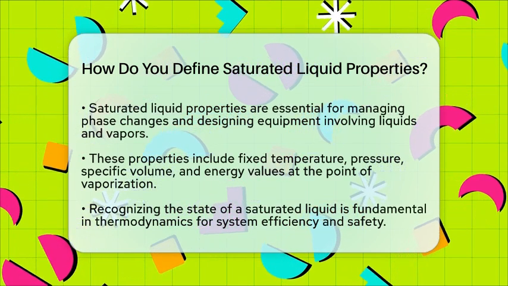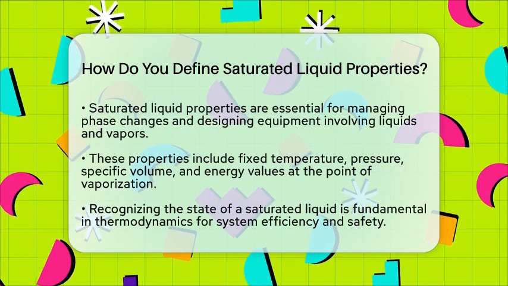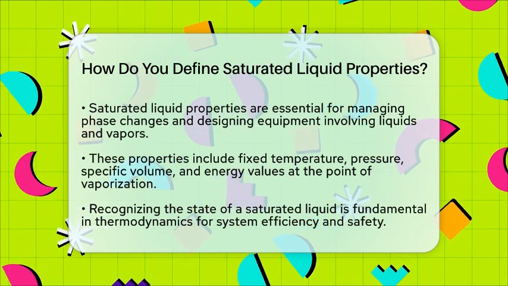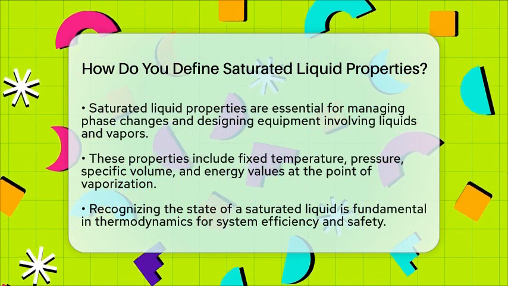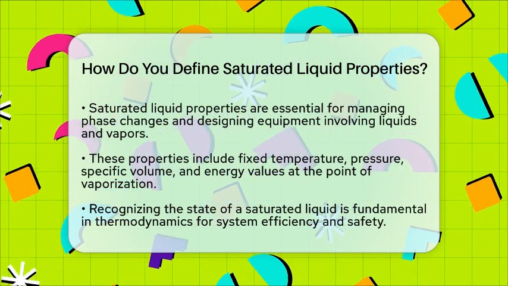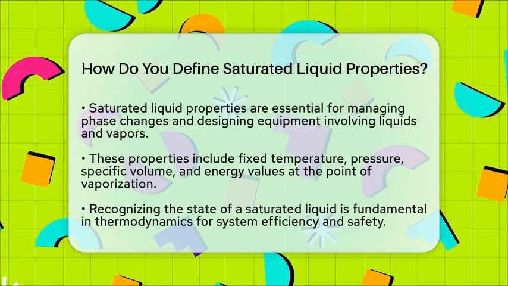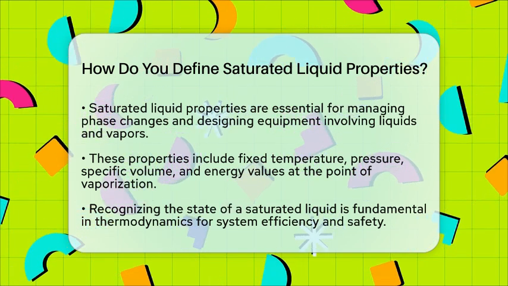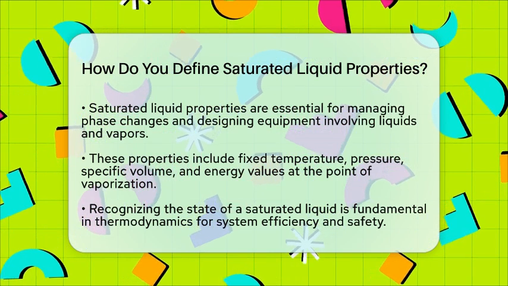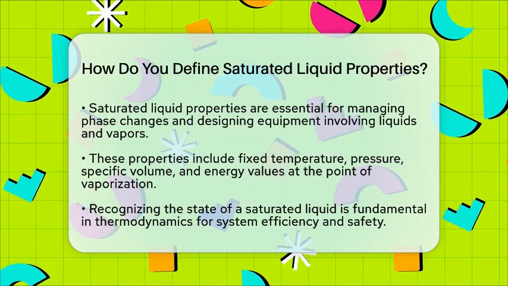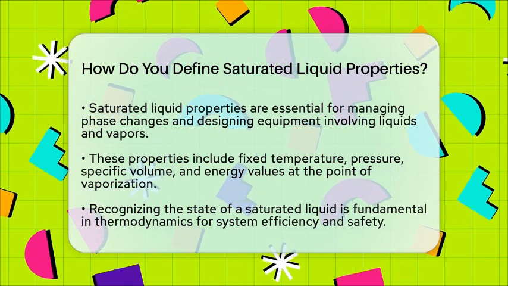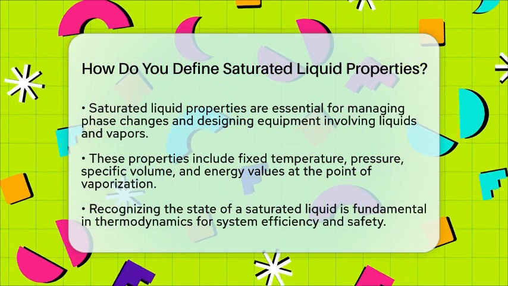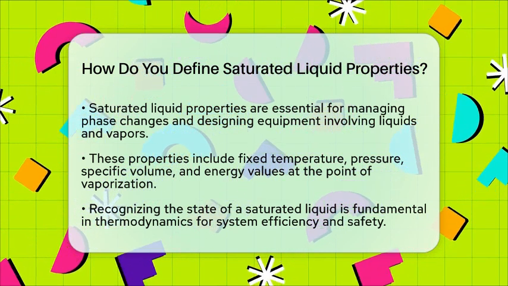Knowing the properties of saturated liquids allows engineers to predict when a liquid will start boiling under certain pressure conditions. This helps control heat transfer processes efficiently. In simple terms, saturated liquid properties define the state of a liquid right at the moment it begins to turn into vapor at a specific pressure. They include fixed temperature, pressure, specific volume, and energy values.